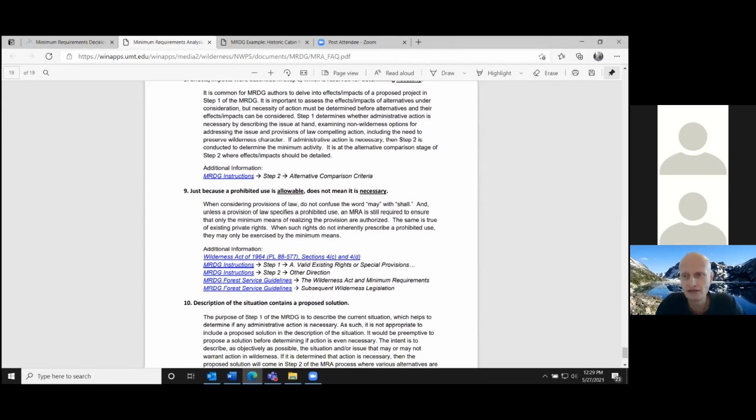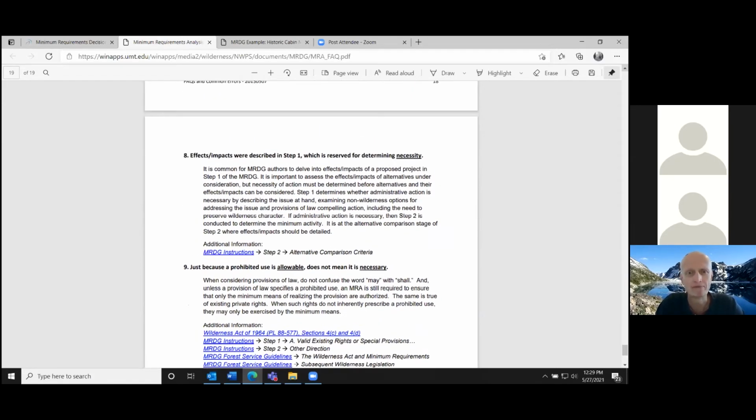And these are a couple common ones where in step 1, we're supposed to just spell out the situation. And you'll see oftentimes folks will get into the need for action or even starting to analyze a certain alternative. But we want to keep all that out of this step 1. We're just spelling out the situation.